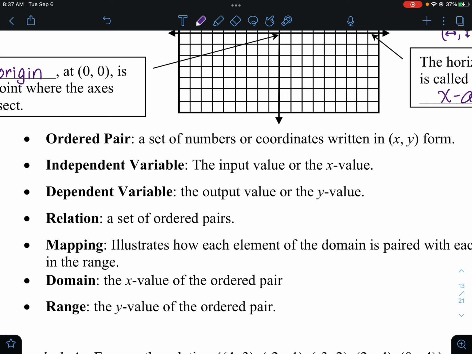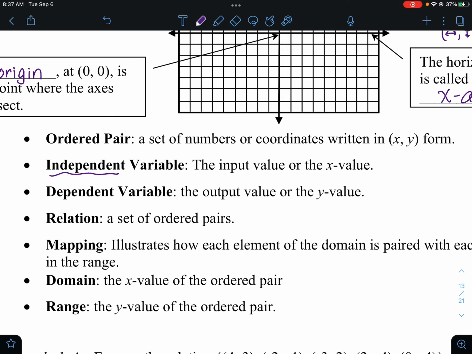The x value has a specific name called the independent variable. Okay, remember what it means if you are an independent person. The dependent variable is the y value. So typically my y value will depend on my x value.